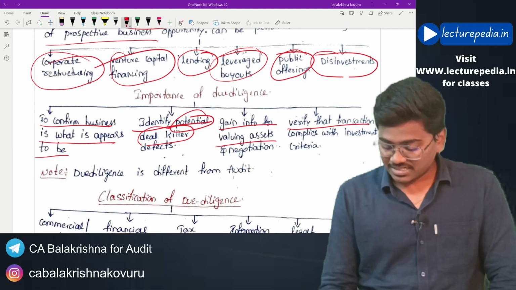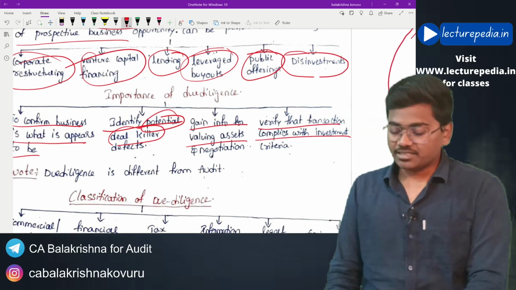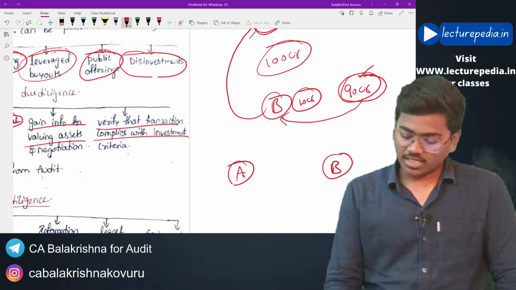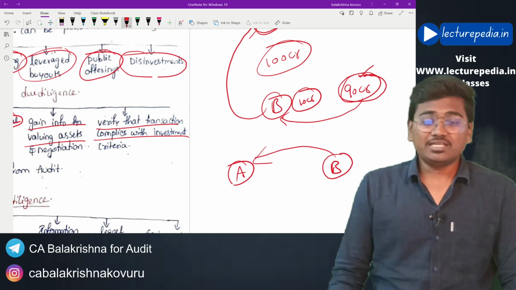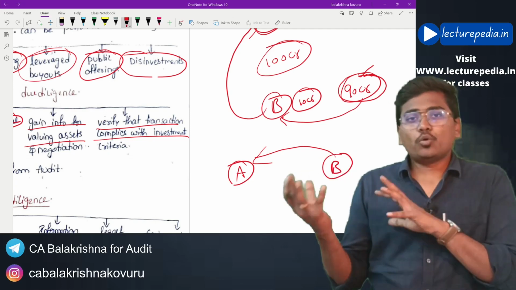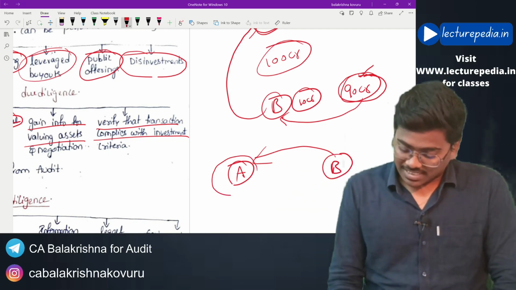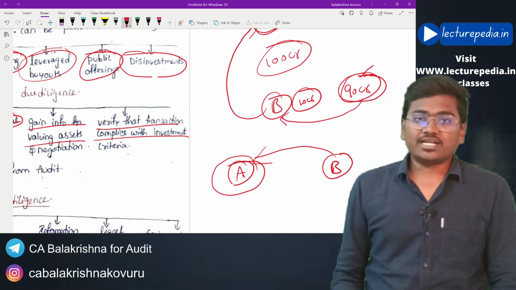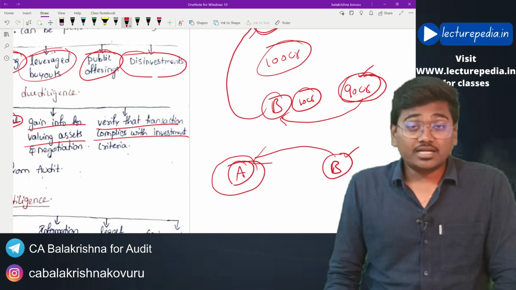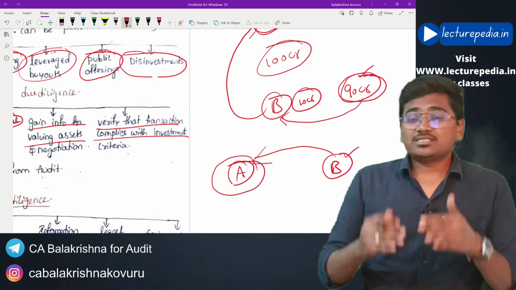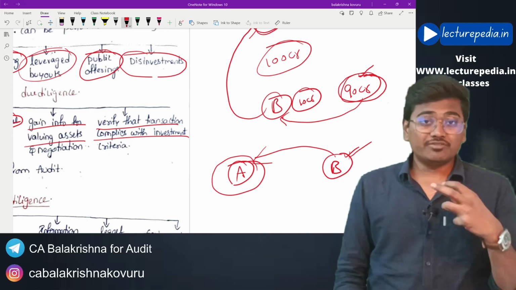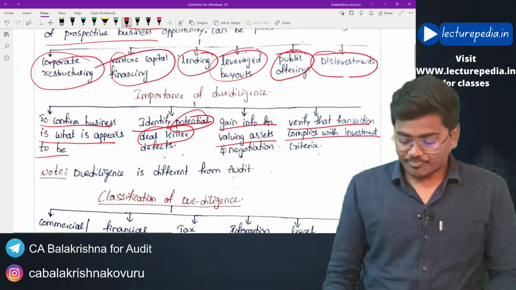And to verify that a transaction complies with the investment criteria. Generally, let's say there is company A and company B. Company B wanted to invest in company A. Now each investor will have their own investment criteria. If the target company fits into that investment criteria, only then will the investor show interest to make an investment in the target company. So whether the target company falls within the investment criteria of the investor or not, even to identify this, due diligence will be conducted.